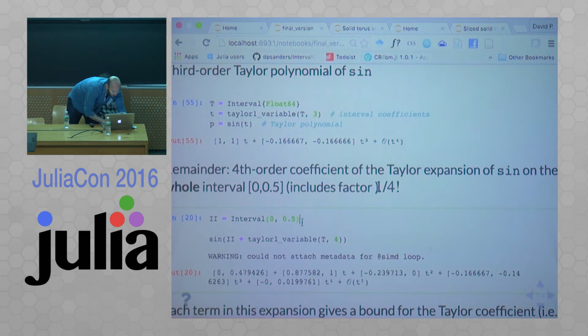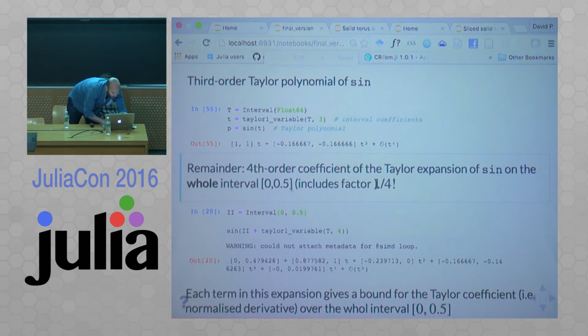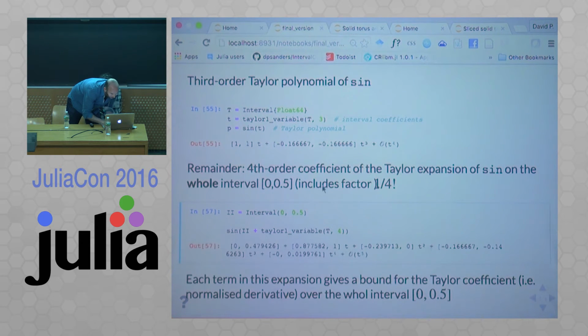And so the way we're going to do that is like this. There's too much on this slide apparently for this projector.